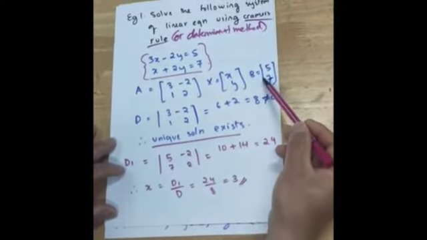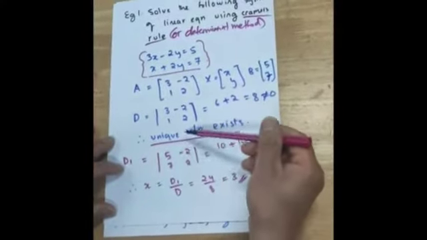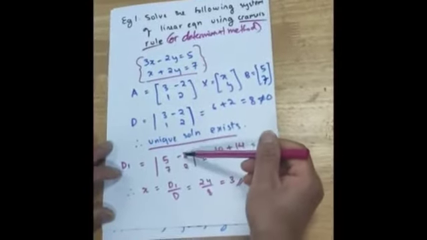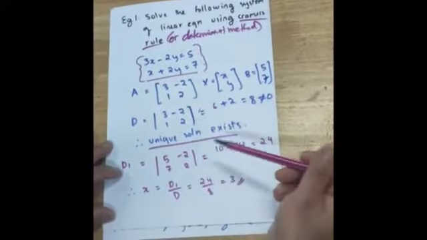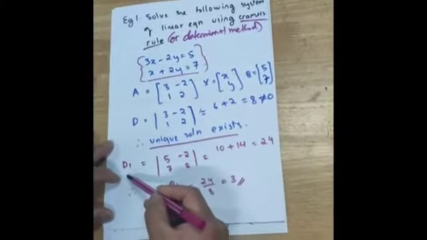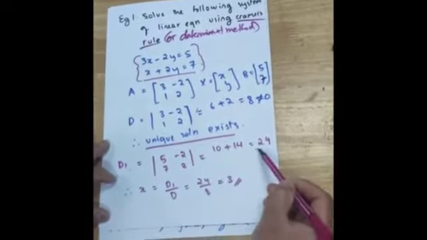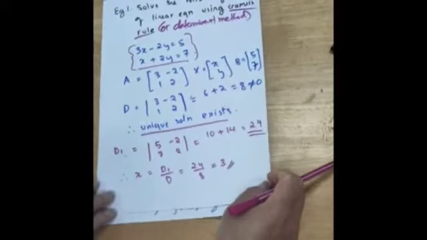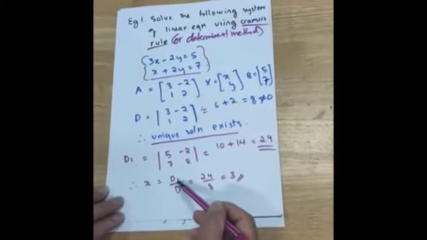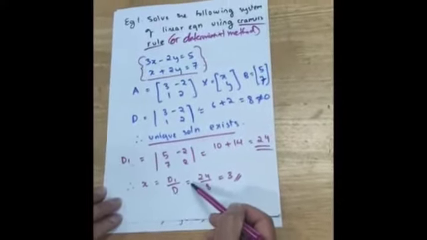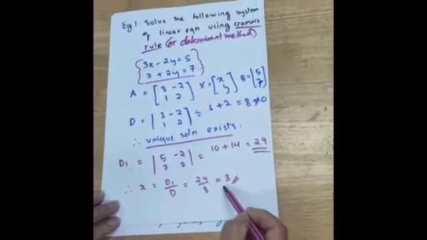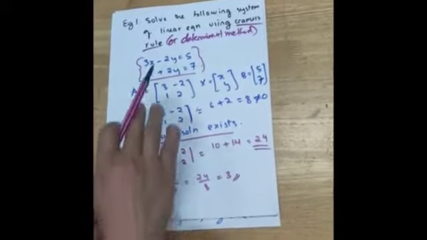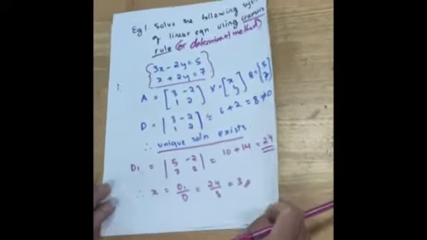These are the constants of this equation, and the remaining elements of the matrix remain as they are, which is -2, 2, -2, 2. Therefore, d1, the determinant of this matrix, is equal to 24. Now, using our formula, x is equal to d1 divided by d. Therefore, it is 24 divided by 8, which is equal to 3. So we can say that the value of x in this equation is 3.